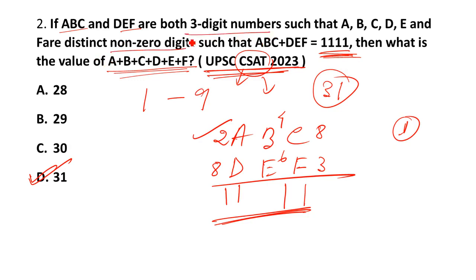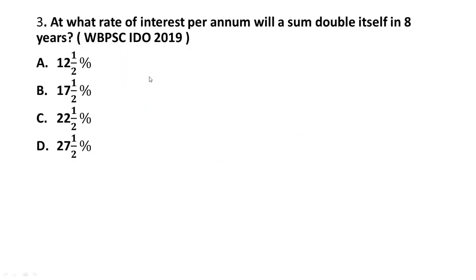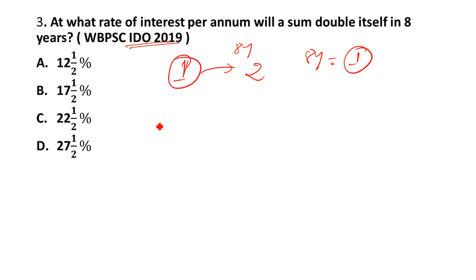Next, this question came in the examination called WBPSC, West Bengal Public Service Commission, Industrial Development Officer 2019. At what rate of interest per annum will a sum double itself in 8 years? So that means if a sum is 1 rupee, it needs to become 2 rupees in 8 years. That means in 8 years you need to have an interest equal to that of the principal. That means if the principal is 1, my interest should be 1.